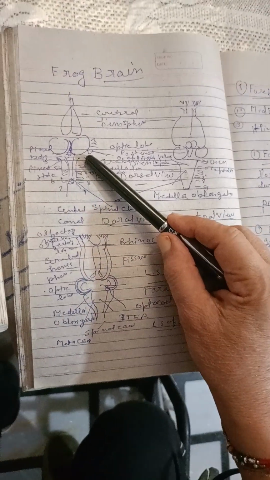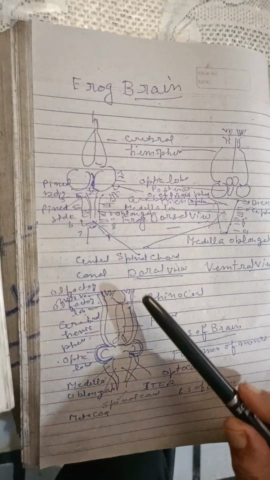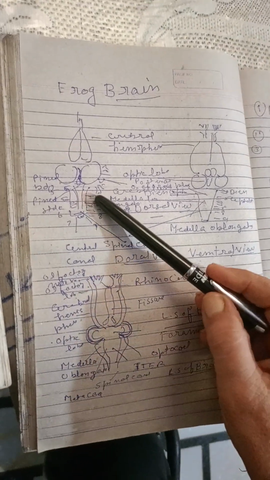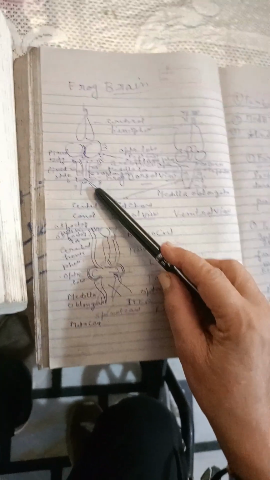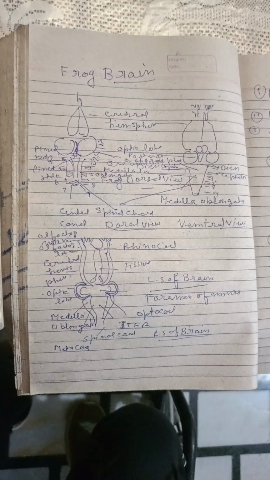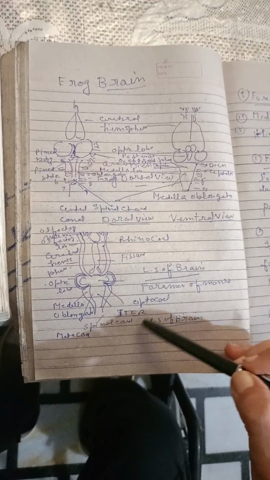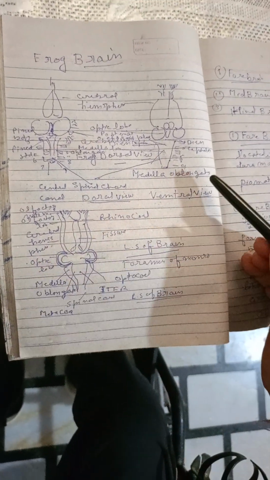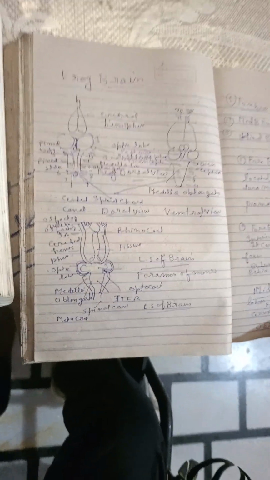hindbrain. It contains cerebellum and it contains medulla oblongata. The cerebral hemispheres also help in various actions, and the medulla oblongata helps in involuntary actions, just like croaking, just like sleep, etc. And there are several cavities of the brain.